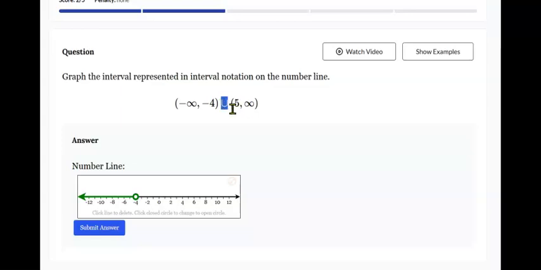The other part is that I can be from 5 to positive infinity. So 5 to positive infinity. Again, 5 has a parenthesis. That means the circle should be open. And this means the union of the two.